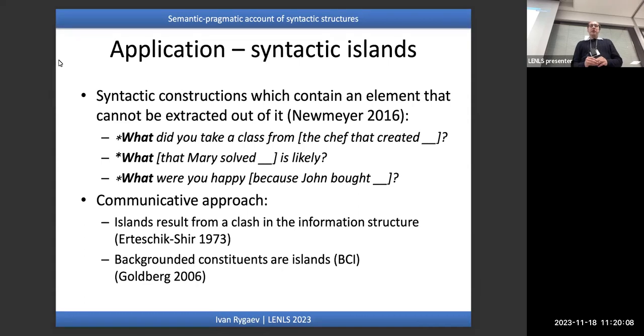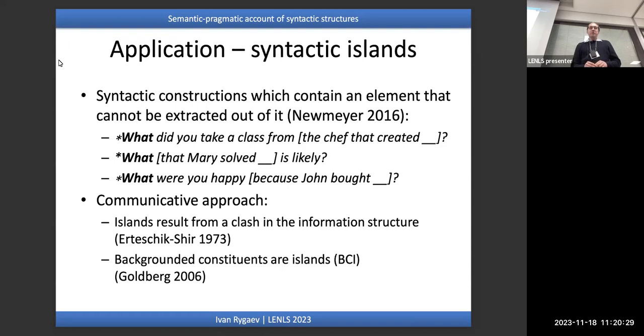A syntactic island is a construction from which content will not be extracted out of the sentence. For example, what that may solve slightly is under master sentence, because what is extracted from the subject matter.